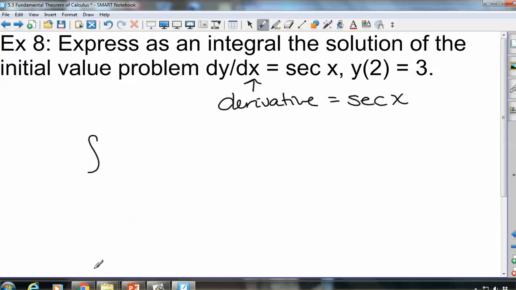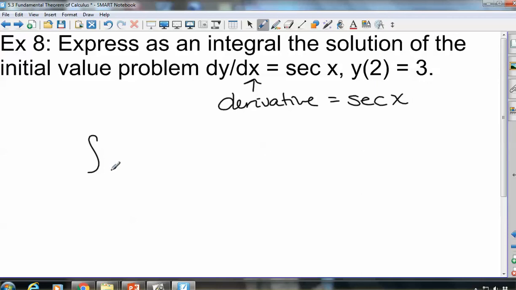Now, do we know a trig function that has a derivative of secant? No. So it's not one that we know, so we can't just do the antiderivative of secant. But we can use the fundamental theorem of calculus. That says if you are doing the integral from a constant up to x of something, you just get to plug in the x at the end, right?